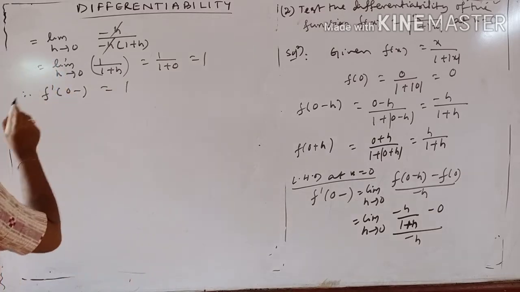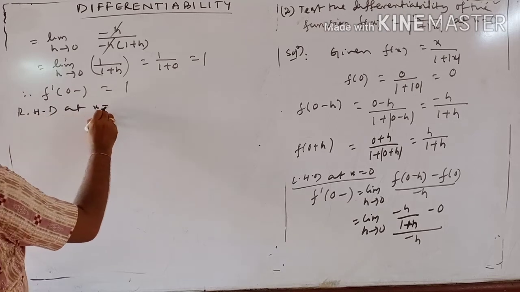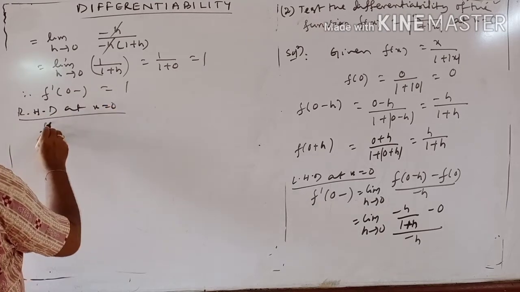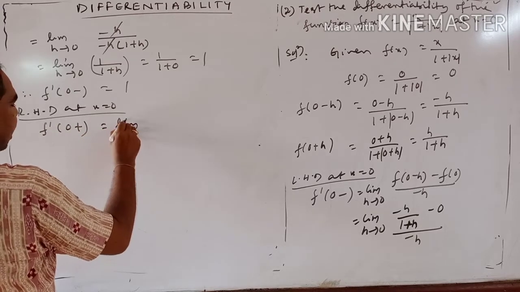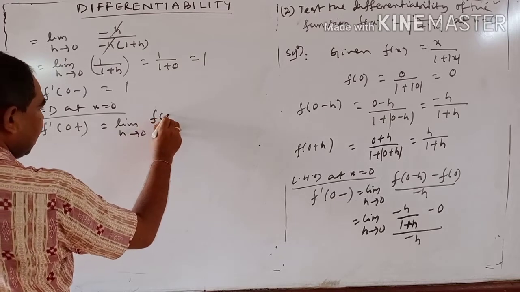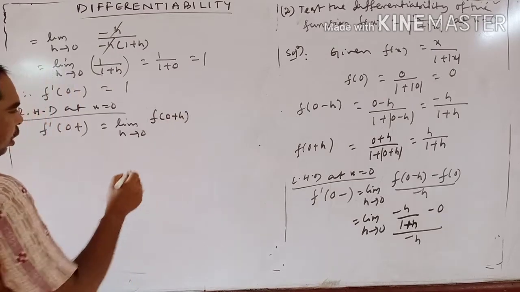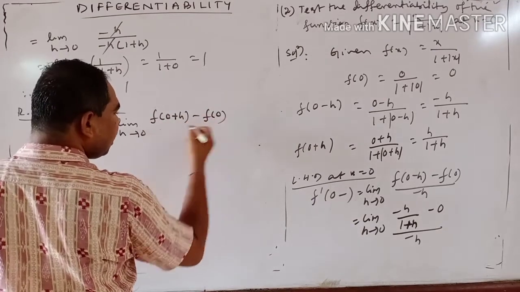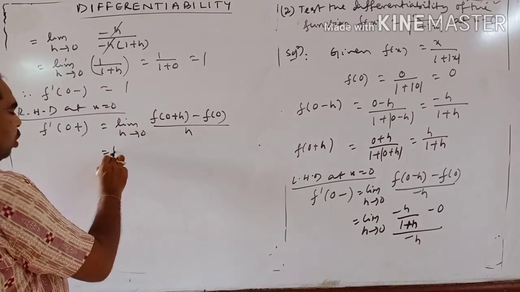Next, to find f dash RHD at x is equal to 0. What is the formula? This is denoted by f dash 0 plus. So, limit h tends to 0. Use the formula a plus h, a means 0: f of 0 plus h minus f of a, that is f of 0, divided by plus h.